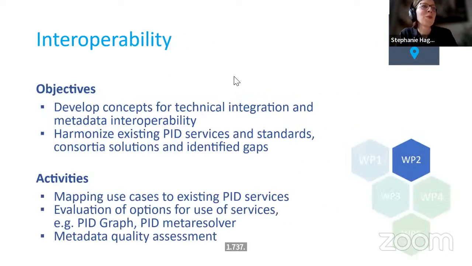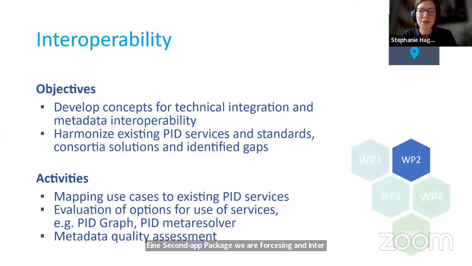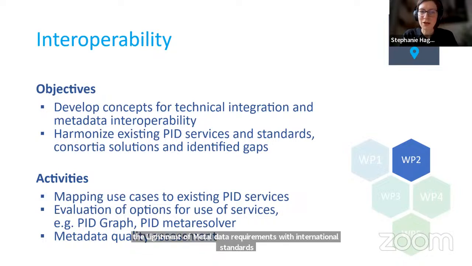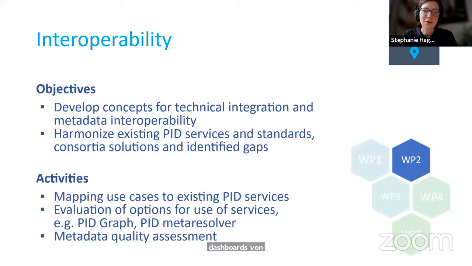In our second work package, we are focusing on interoperability. We want to map identified requirements to capabilities of service providers, and evaluate options for use of services, for example, the PID Meta Resolver from GWDG and the PID Graph from DataCite. We want to develop a concept for the alignment of metadata requirements with international standards. We want to have a first use of metadata quality tools or dashboards for metadata quality assessment. And this will be the base for a concept on incentivization of metadata creation for the integration phase.